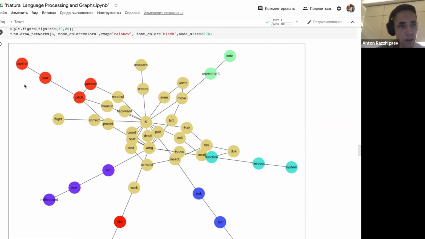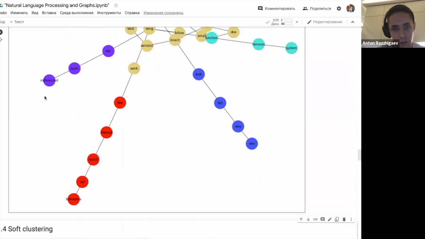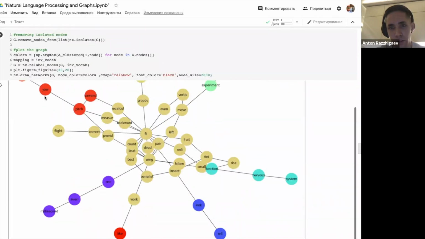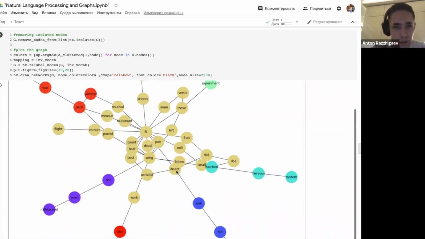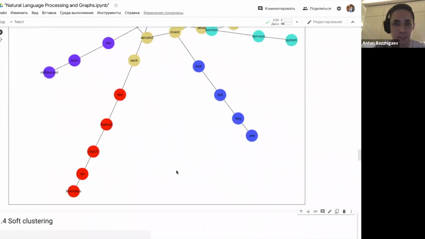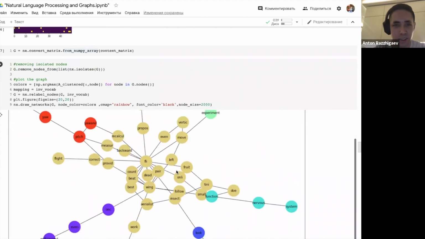I see that the red part is a kind of flight-related words. And it seems that yellow is about insects, but I'm not sure. Fruit, fly, dead, wing, insect. Kind of works, but not clearly.